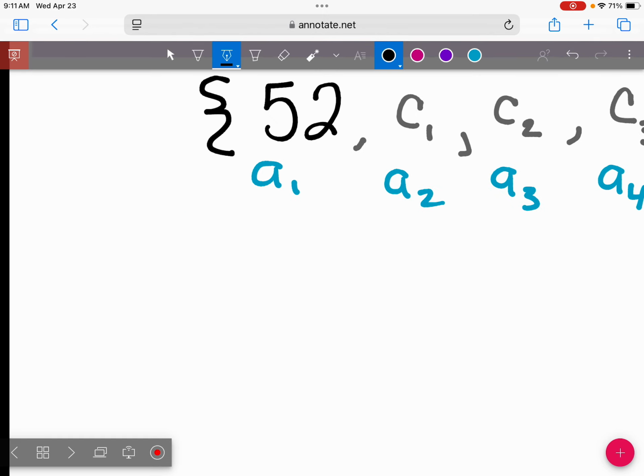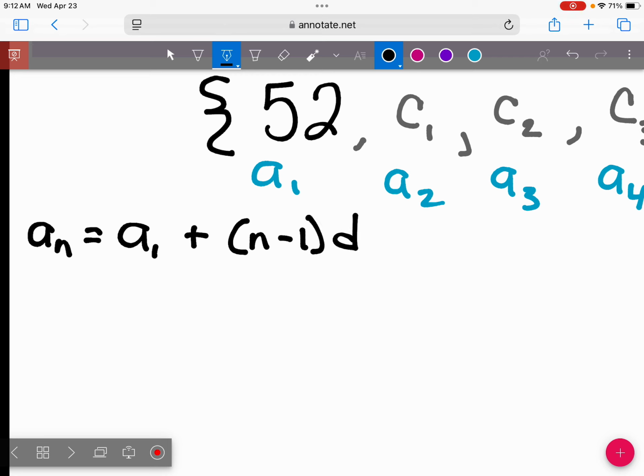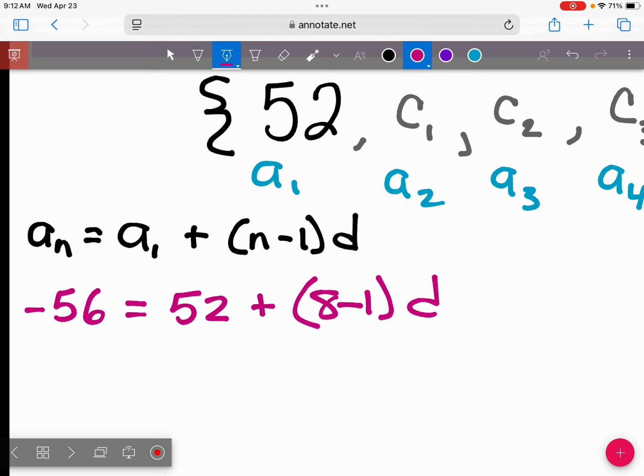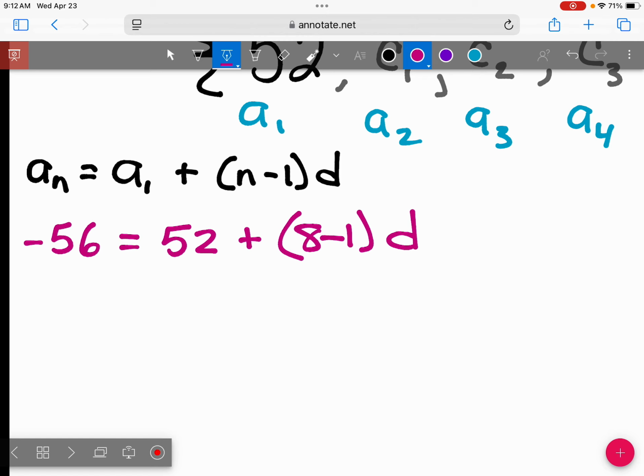We're going to take our formula that has our A sub n equals A sub 1 plus n minus 1 times our common difference. So negative 56 equals 52 plus, 8 minus 1, substituting all our pieces in here. So we get our negative 108.